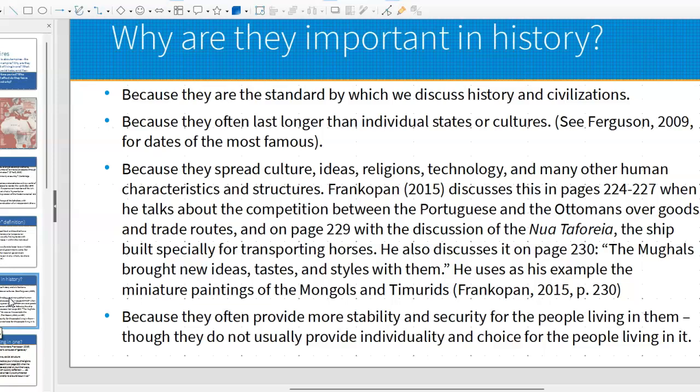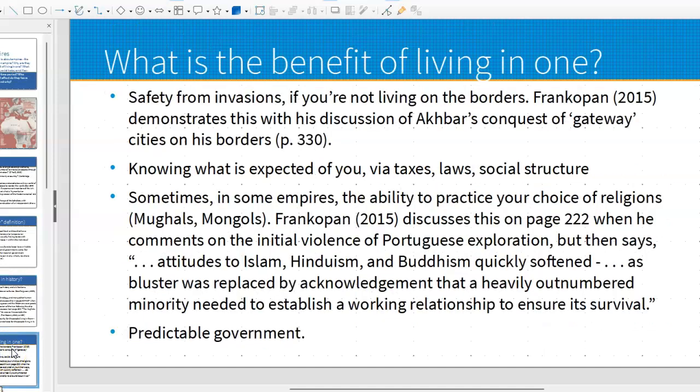One of the reasons for longevity is because they often provide more stability and security for the people living in them, even though they don't always provide for a higher standard of living or individuality or choice. Because quite often empires can be repressive in terms of what people are forced to do, what positions they're forced to hold, and of course, how they're forced to live.